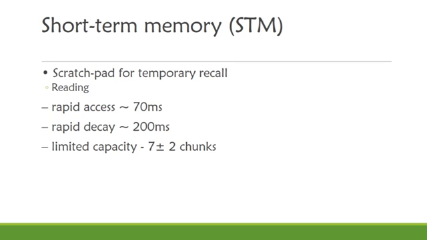Short-term memory is used to store information which is only required fleetingly, that is, for a short period of time. Let us consider reading. In order to comprehend a sentence, we need to hold in our mind the beginning of the sentence as we read the rest of the sentence. Short-term memory can be accessed rapidly, in the order of 70 microseconds. However, it also decays rapidly, meaning that information can only be held there temporarily, in the order of 200 microseconds. Also, the limited capacity is 7 plus or minus 2 chunks. I will explain this later.